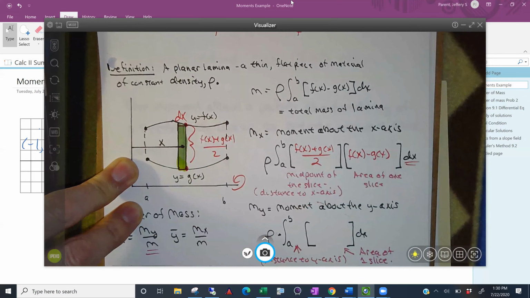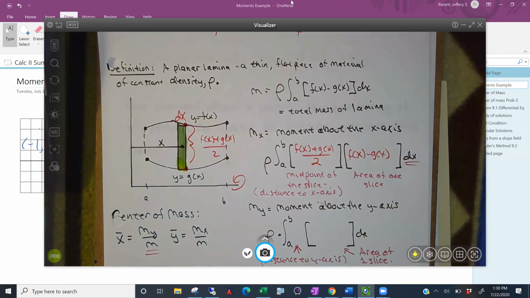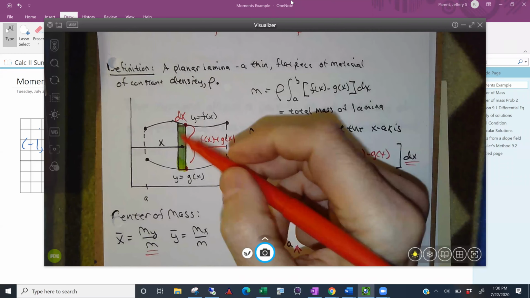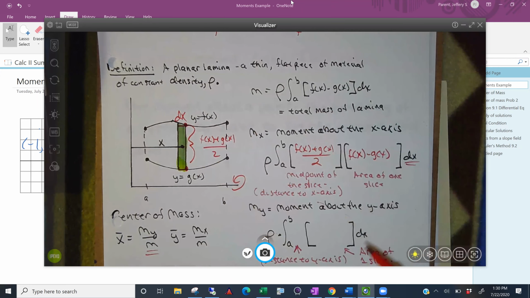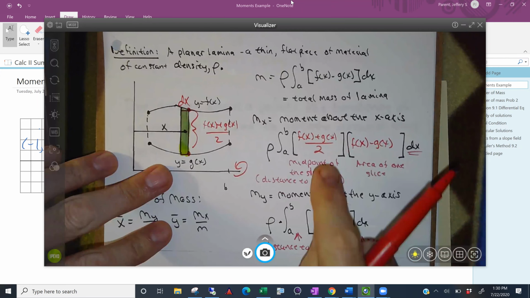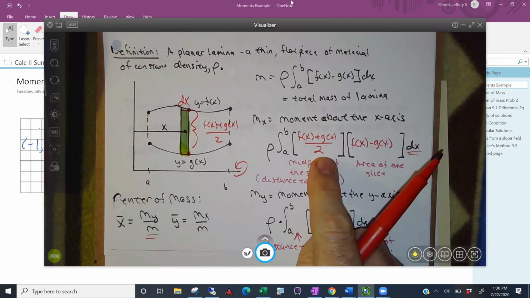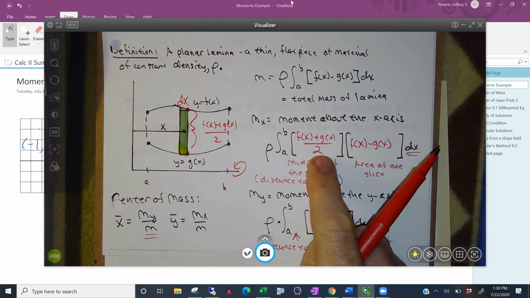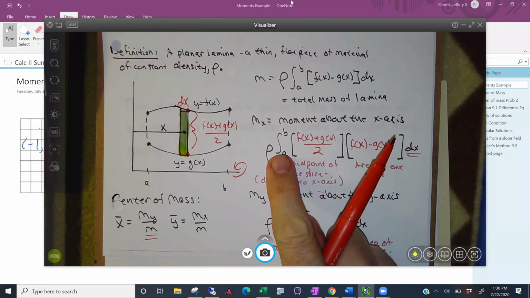So this idea of a slice that I've used in chapters 6 and 7 is coming back again here. We're going to use that slice. But this is the formula for the moment around the x-axis. And maybe we'll clean this up a little bit. You can take the 2 out there if you'd like. That's fine.